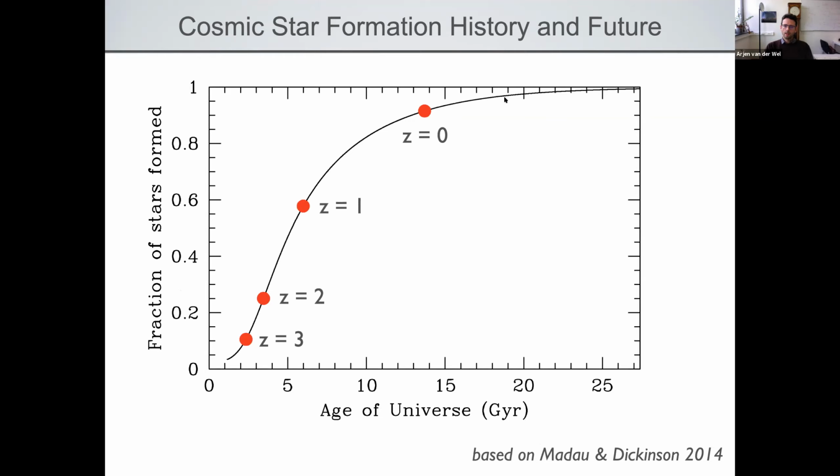This extrapolation is based on the extrapolation of the current downward trend in star formation density in the universe. So you see several things here that you might not think about very often, but one is that the universe is basically done forming stars, right?